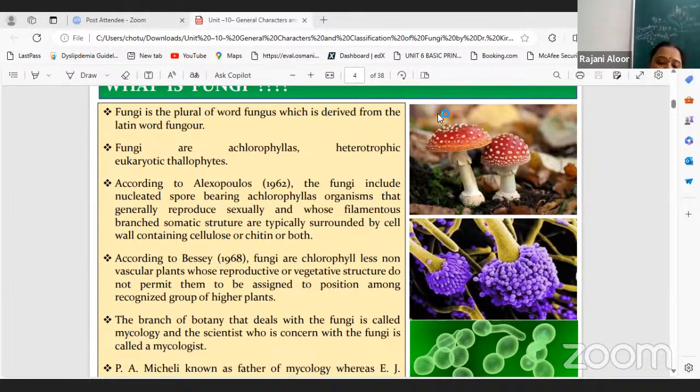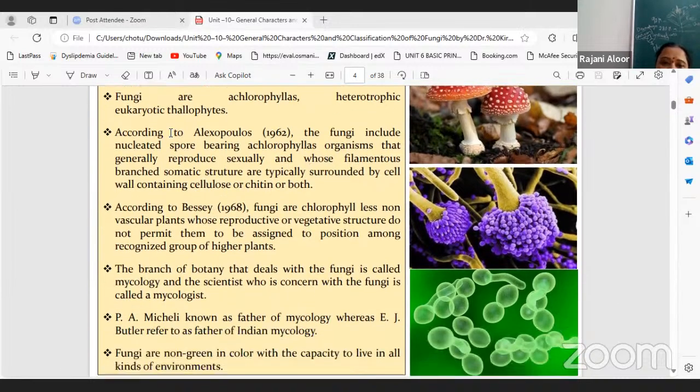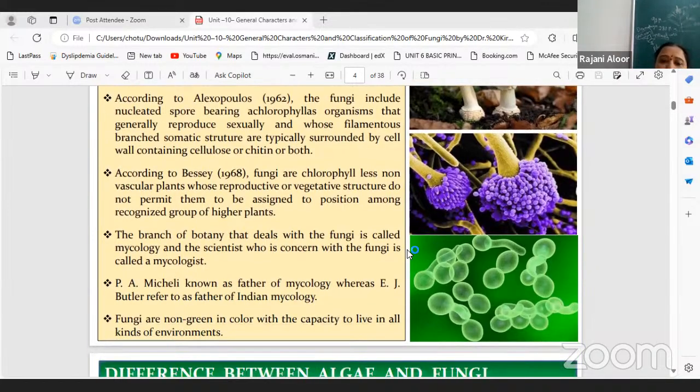position and peculiar animals. Okay, here these fungi are achlorophyllous, heterotrophic, eukaryotic thallophytes. This is explained by different scientists in different ways. The branch of botany which deals with the fungi, the study of fungi, is called mycology. And the scientist who is concerned with the fungi is called a mycologist.